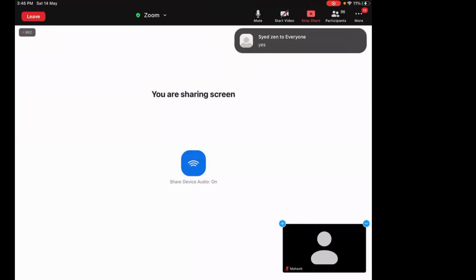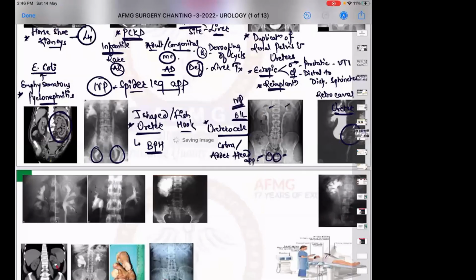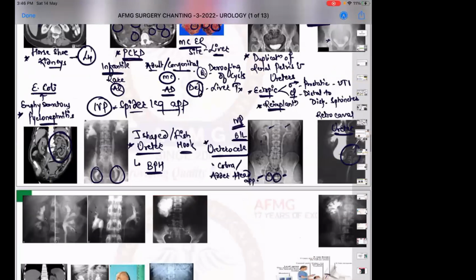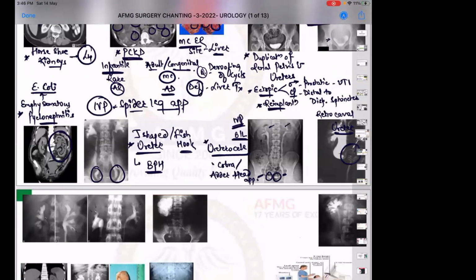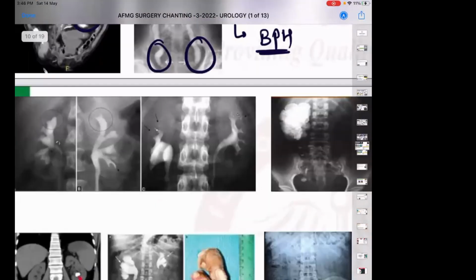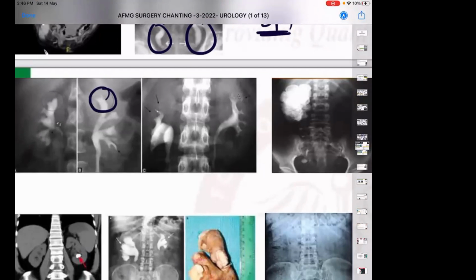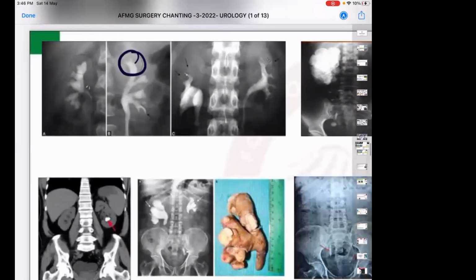Okay, thank you so much. So let's start. Please remember, IVP in PCKD we will get the spider leg appearance. No issues with this. Anybody? Okay, now moving further. Over here, what can be seen? What is this appearance? This is usually renal TB.